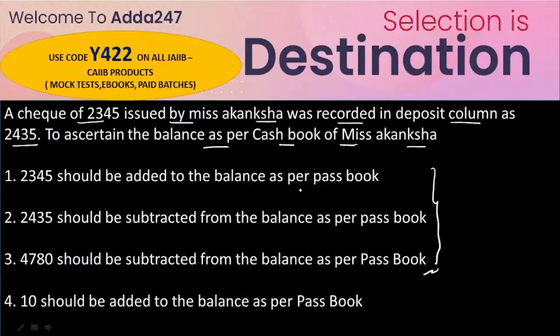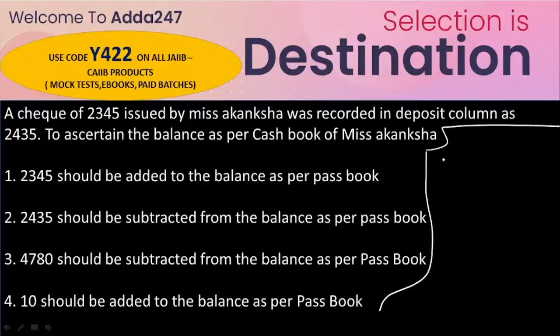So look what exactly happened. Suppose that this is Akansha's cash book, and Akansha just issued a check of 2,345 rupees. So if she issued a check of 2,345, she immediately records this transaction in her cash book. What she does, she just immediately debits her account with 2,345, isn't it? So she just debits her account with 2,345 rupees.